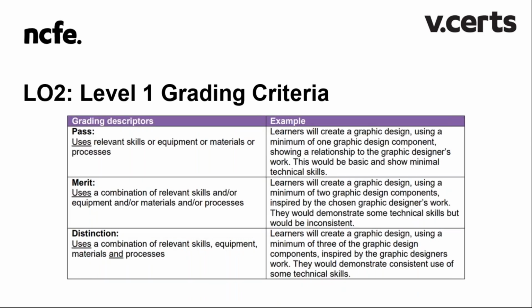So here we can see the level 1 assessment criteria. This may be slightly easier to interpret as it's mostly quantified regarding how many components learners are required to evidence. So I think we can see here for a pass, it's a minimum of 1 component to be evidenced. For a merit, a minimum of 2 graphic design components, and for a distinction, a minimum of 3.